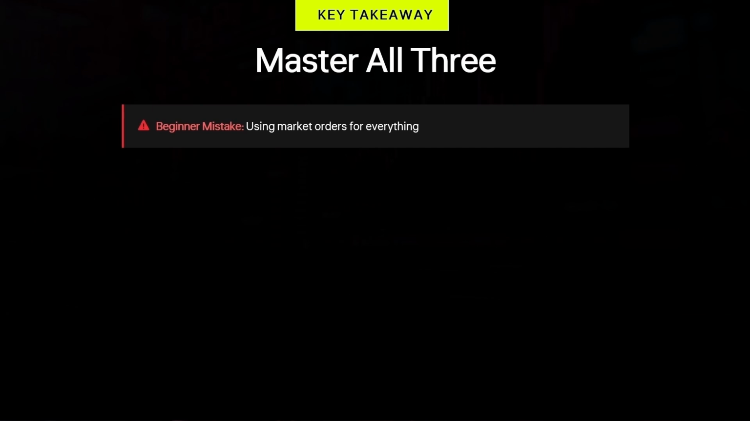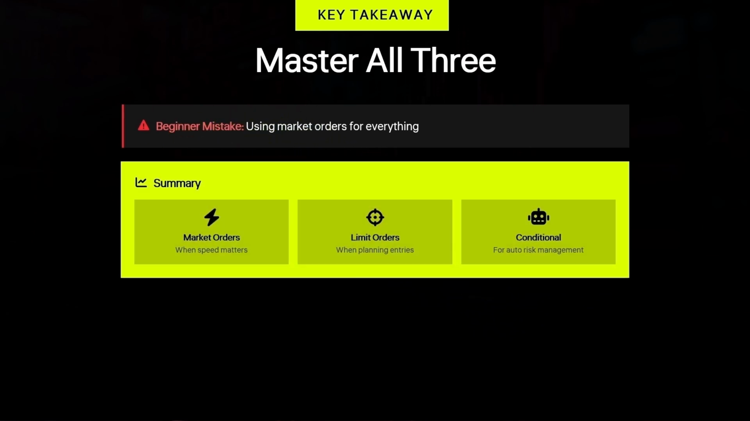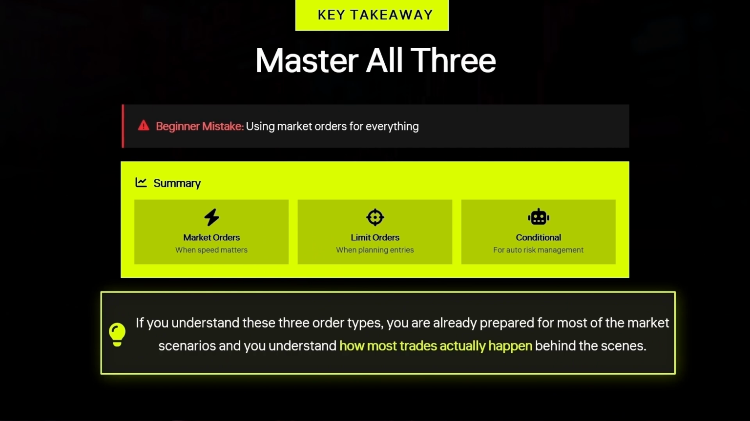Again, this goes back to risk management, as we have spoken about in multiple videos. As traders gain experience, they start combining all three types of orders. So they use market orders when speed matters, they use limit orders when planning entries, and they have conditional orders mainly for managing risk automatically. If you understand these three order types, you are already prepared for most of the market scenarios, and you understand how most trades actually happen behind the scenes.